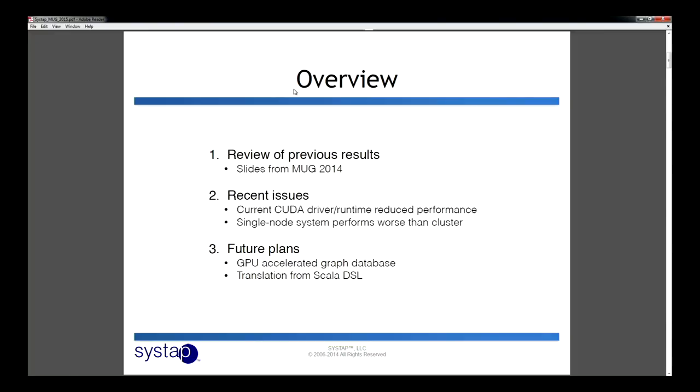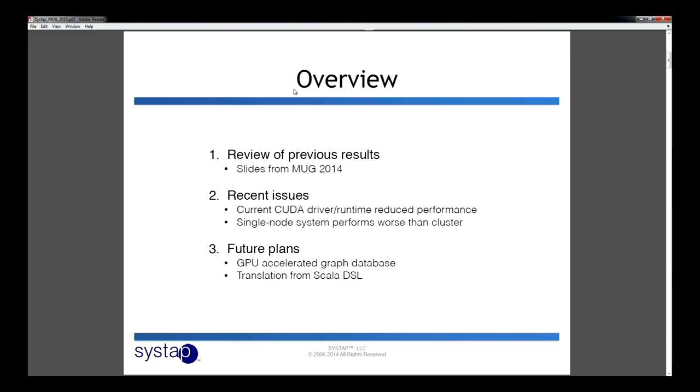Okay. So, as I was saying, we haven't done much work on our cluster implementation. We've been focusing on other things. So most of the results I have are the same as last year, so I'm going to go over those pretty quickly. If anyone thinks I'm going too fast and wants me to slow down, just let me know and I'll slow down.